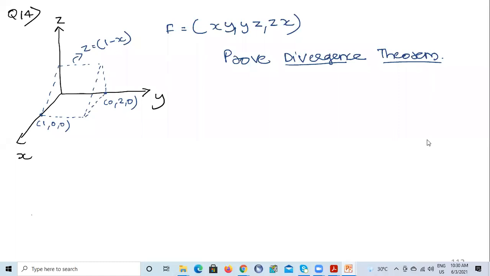Now we will do one problem to prove the divergence theorem. We will take one surface. For the divergence theorem, there should be a surface. The surface integral of A dot n dS should be equal to the triple integral of the divergence of the vector. So we prove the divergence theorem.